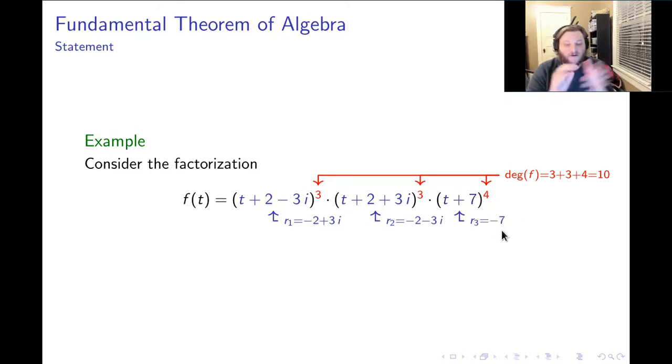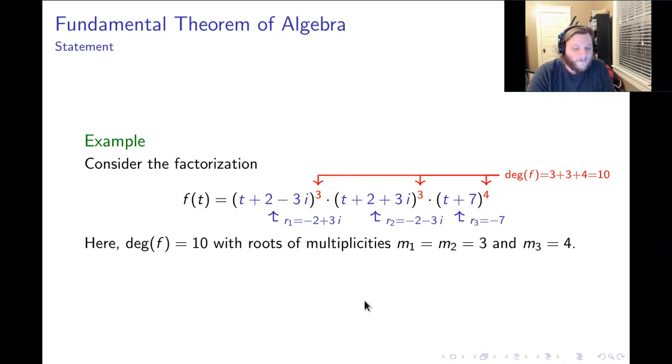So this factorization immediately tells us the degree of this polynomial and that this polynomial has three roots given by negative 2 plus 3i, negative 2 minus 3i, and negative 7. And that's exactly what we've inferred here. The degree is 10, and the roots have multiplicities m1 equals m2 equals 3, and m3 equals 4.